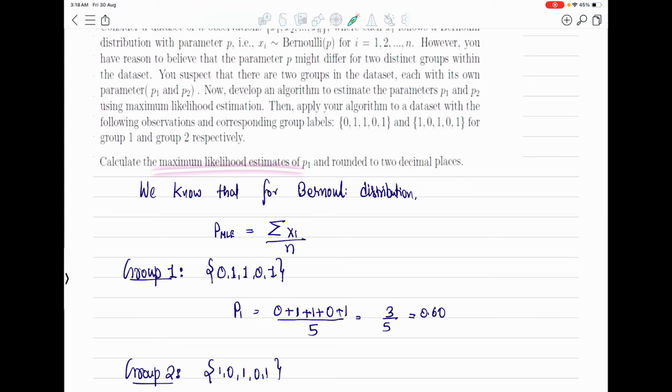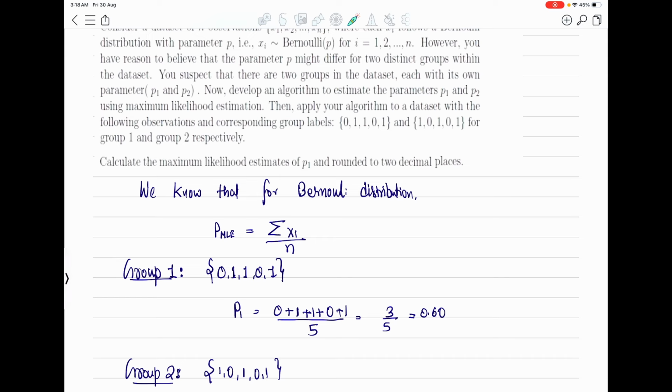So let's calculate. We know that for a Bernoulli distribution, the ML estimate is P equals the summation of xi upon n. This we have done so many times in our stats course, in our MLF course, right?